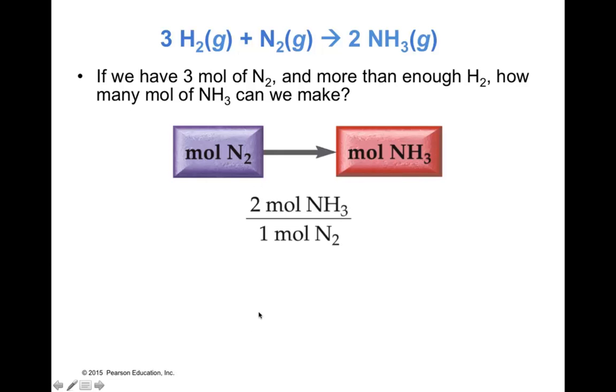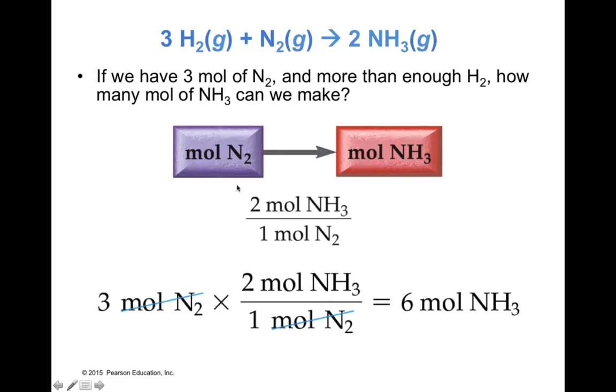So now we can calculate and use this conversion factor here. 3 moles of nitrogen, we cancel the units because we are dividing this by this, and then we multiply this times this, so we cancel the units of nitrogen. We have now the units of moles of ammonia, and 3 times 2 is 6. So 3 moles of nitrogen will produce 6 moles of ammonia.